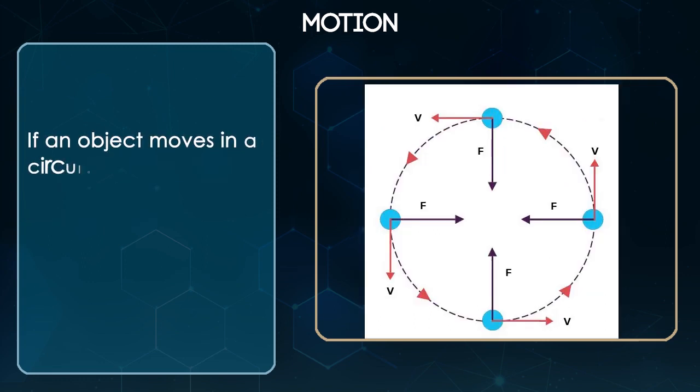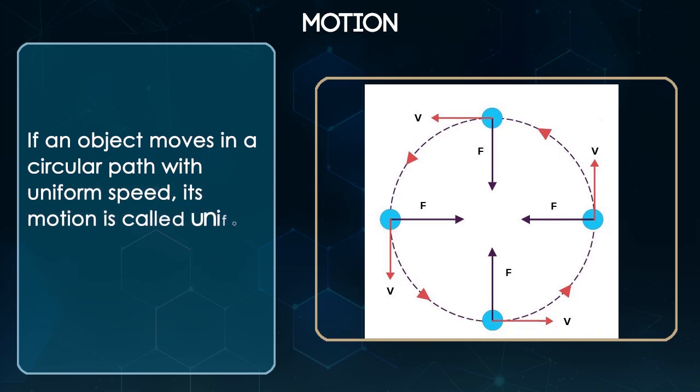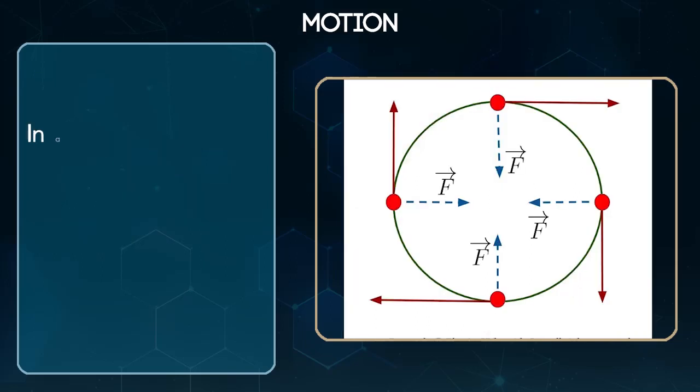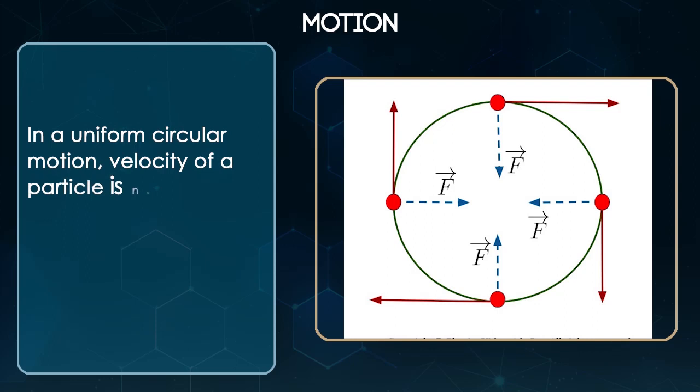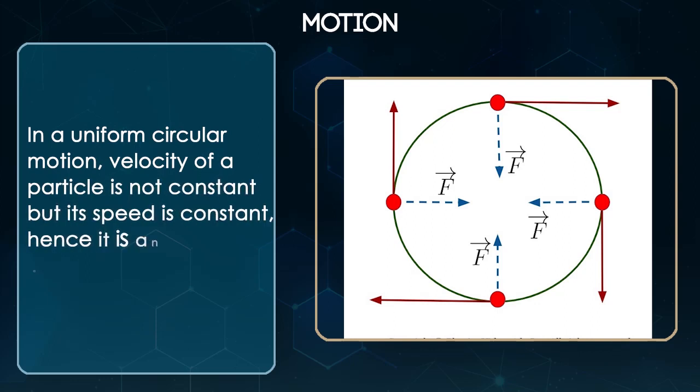If an object moves in a circular path with uniform speed, its motion is called uniform circular motion. In a uniform circular motion, velocity of a particle is not constant, but its speed is constant. Hence, it is an accelerated motion.